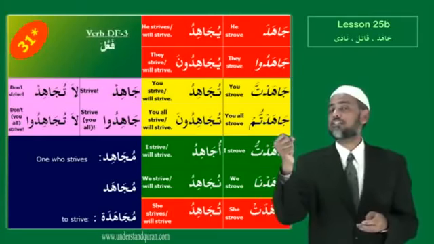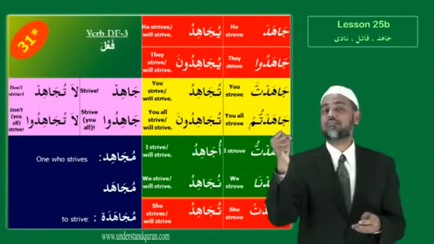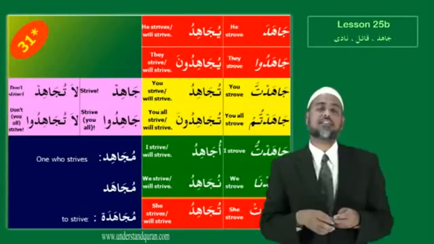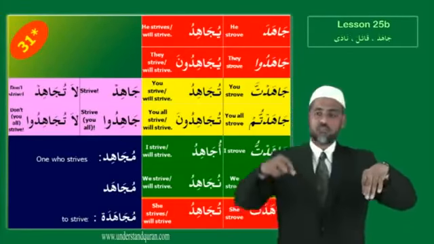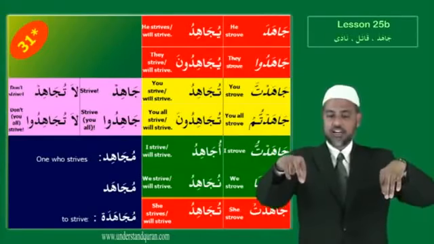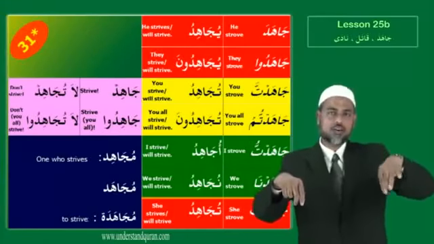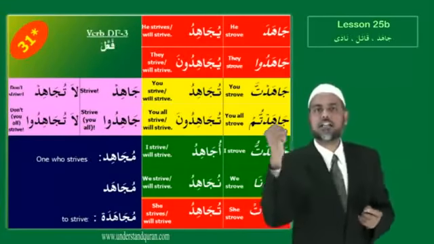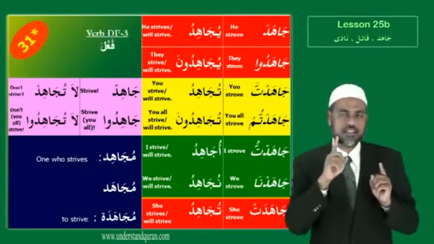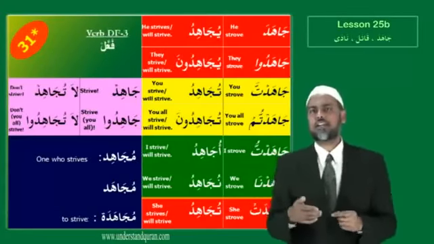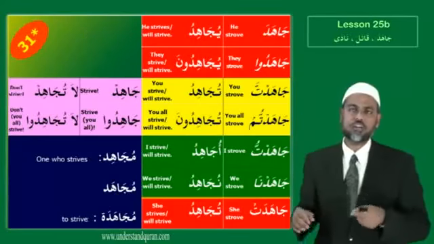By the way, it is not mujahida. It is mujahada. What is the sign of mujahida? Mujahid, the male who strives. Mujahida, the female who strives. And mujahada is to strive. So don't mix mujahida with mujahada. Be careful. Okay, let's repeat again the Arabic forms only.